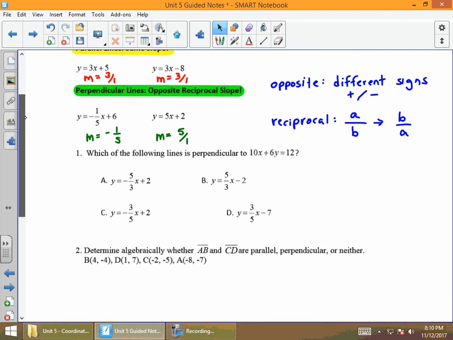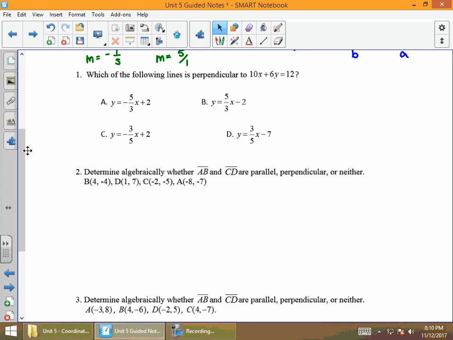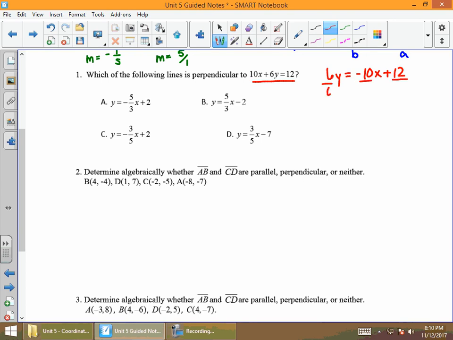Let's take a look at example 1, and let's find the line that is perpendicular to the given equation, 10x plus 6y equals 12. Well, the first thing I have to do is solve this equation for y. I have to find out the slope of this line. So first thing, I can subtract 10x. So 6y equals negative 10x plus 12. And to get y by itself, I'll divide everything by 6. So 6 over 6 is 1. Negative 10 over 6 reduces to negative 5 over 3. 12 over 6 reduces to 2.